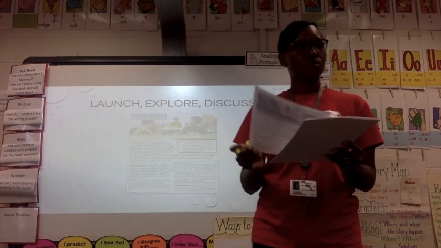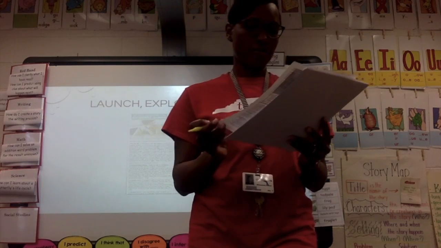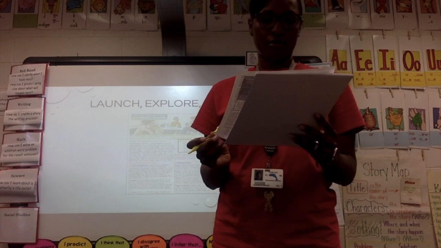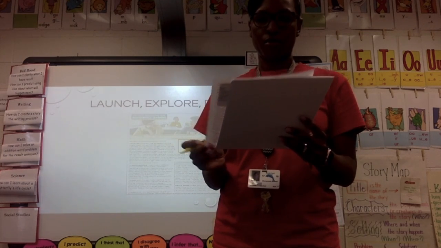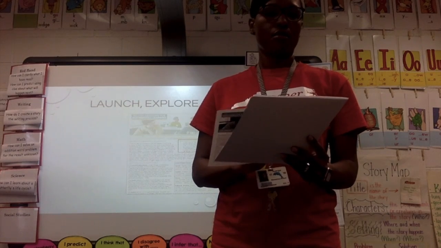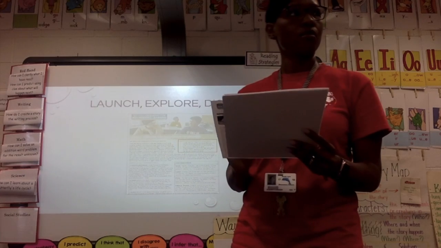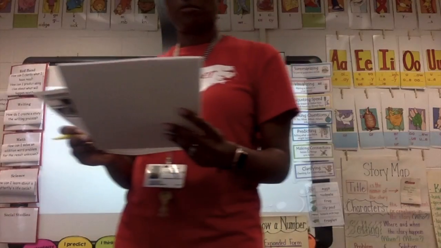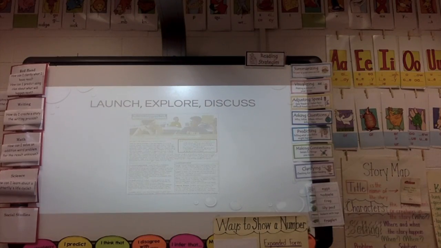Okay. Next, we have the explore. This is the heart of the lesson, and the students are going to be working in small groups or with a partner. The teacher needs to think about what strategies they want to pull out later in the discuss part, and the students are using manipulatives of their choosing.